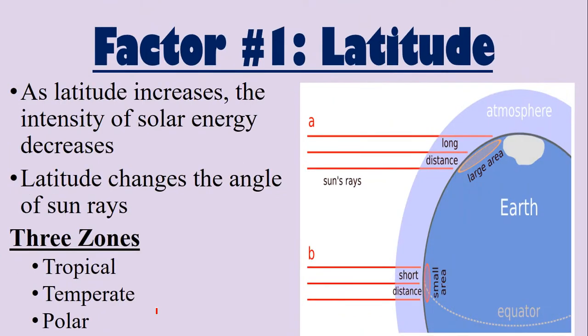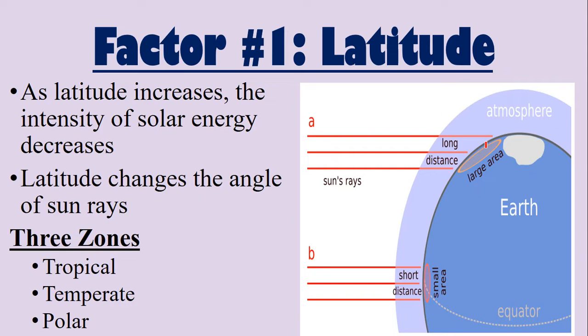First off, the first factor is latitude. Latitude, remember, are lines that go across the earth, and you have the equator, and then you go north or south of the equator. So as latitude increases, the intensity of solar energy decreases. The reason why is because at the equator it comes in at straight lines, and at higher latitudes, it's going to come in at more of an angle.